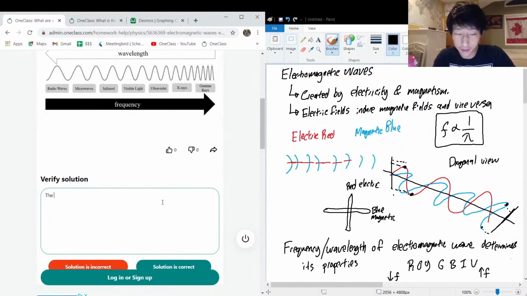So yeah, the above solution is good. Could be enhanced with some real world applications of electromagnetic waves. Cool.